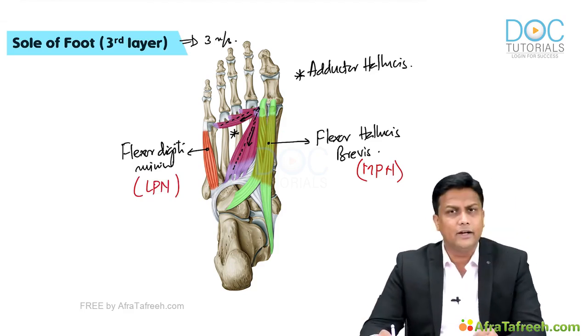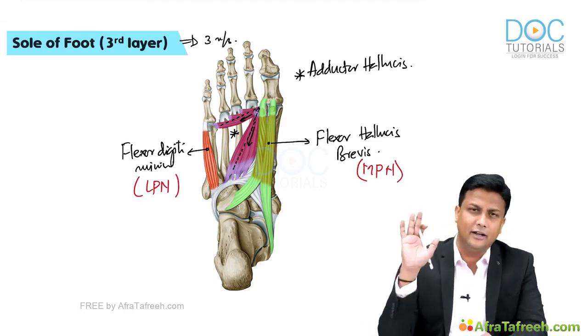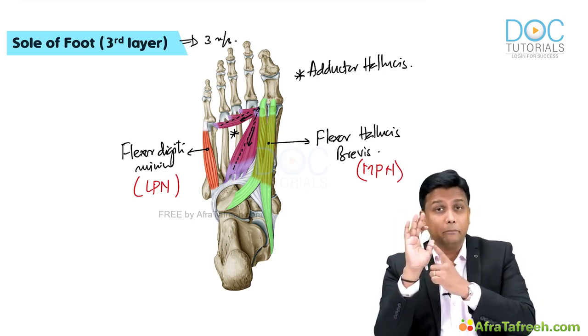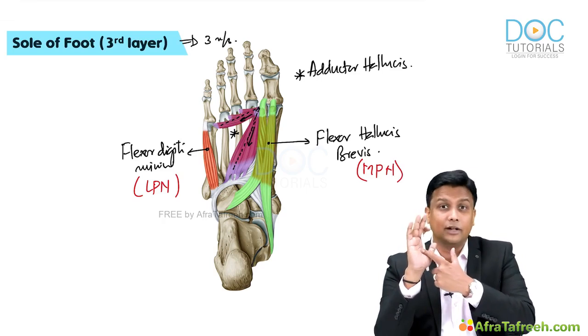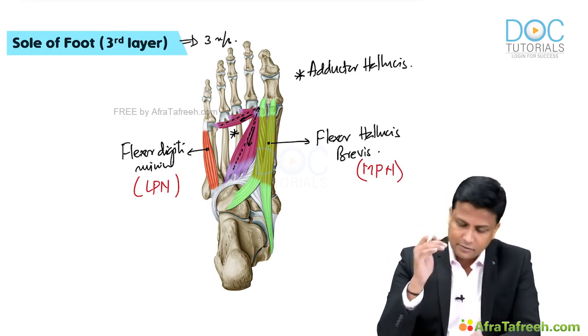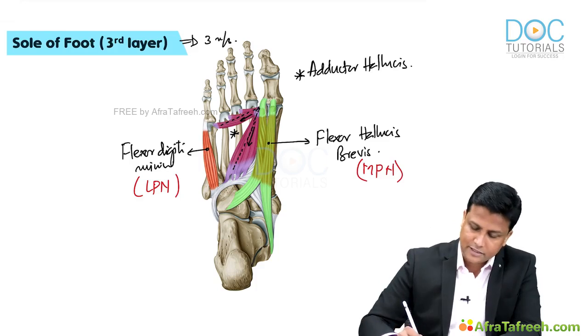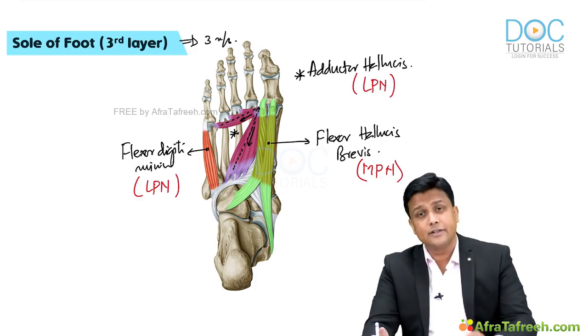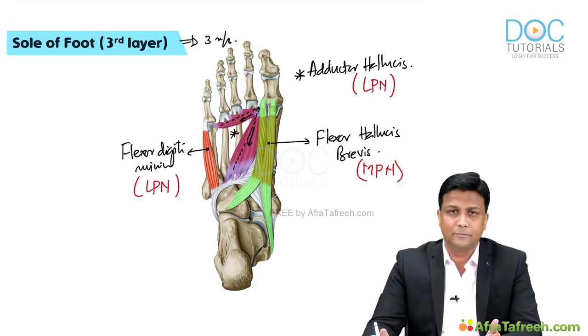Fine. And then I hope you remember that important exception in the hand. The adductor pollicis muscle is not supplied by the median nerve, it is actually supplied by the ulnar nerve, the deep branch of it. So similarly here, adductor hallucis will be supplied by the lateral plantar nerve. So the ulnar nerve corresponds to the lateral plantar nerve over here. It makes the nerve supply easy. I request all of you with folded hands, try to follow my trick here, guys.